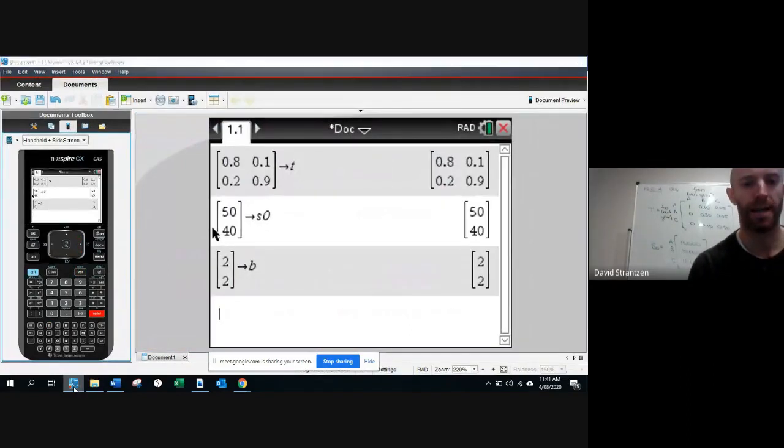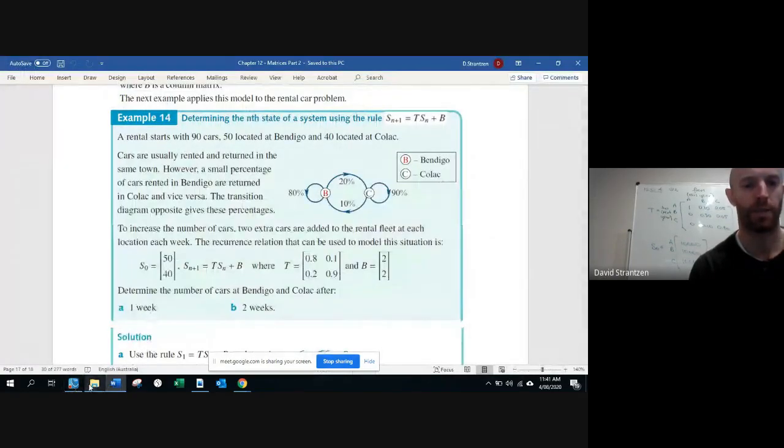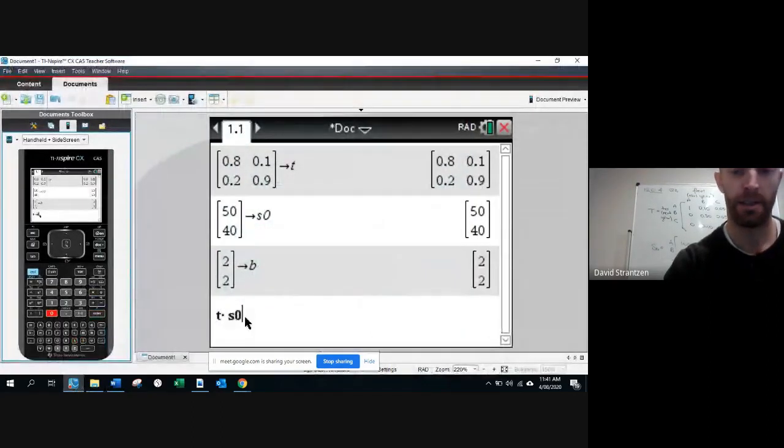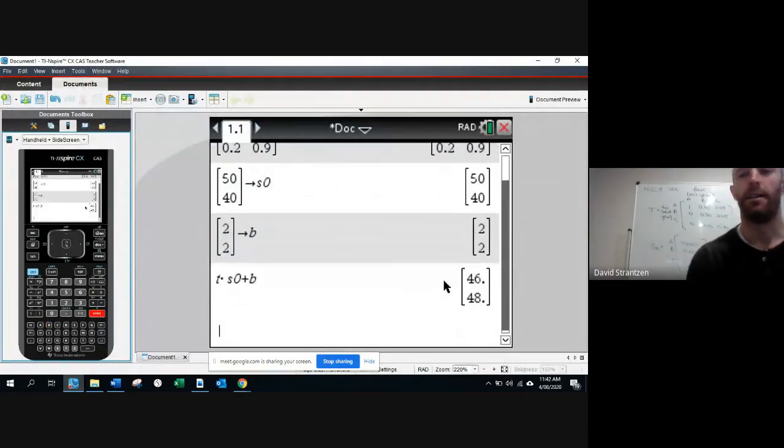Now, we already know what S naught is. We want to work out the number of cars at each location after 1 week. So my rule is I've got to do T times S naught plus this new matrix B. Now what we notice, importantly, is that the total number of cars at the 2 branches combined adds up to 94. We started with 90, now we've got 94.